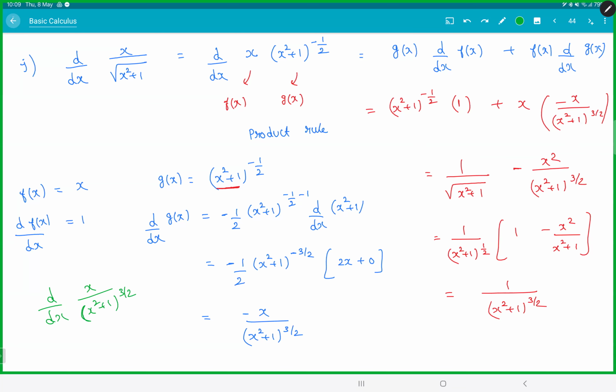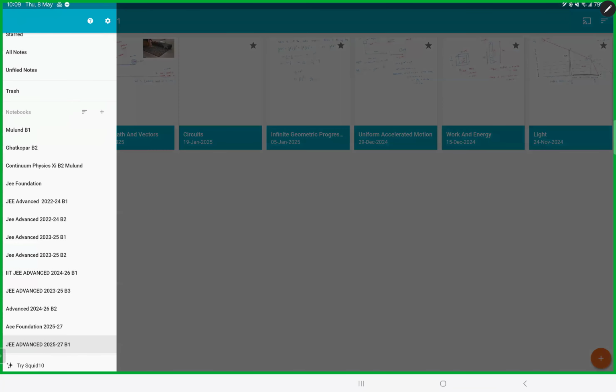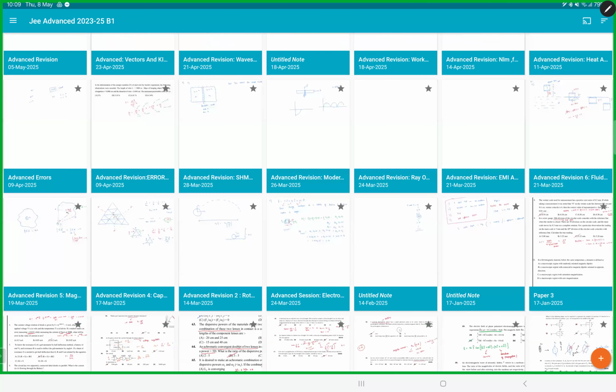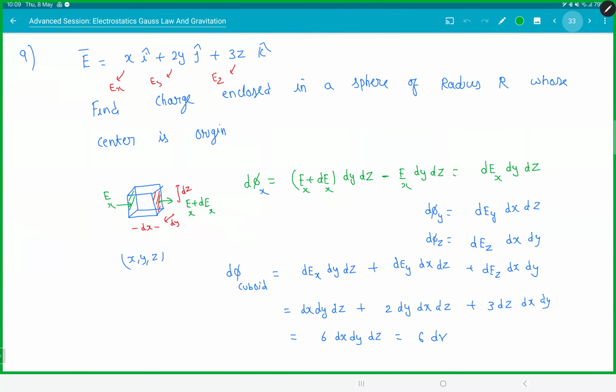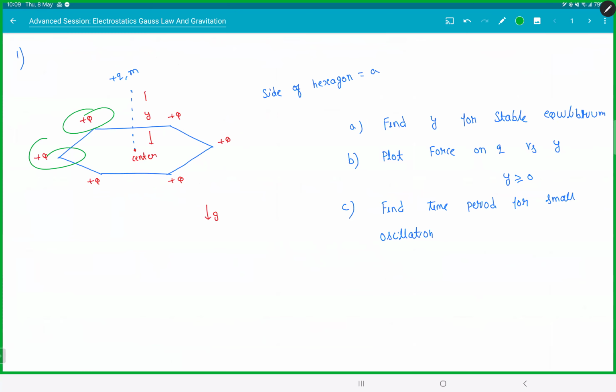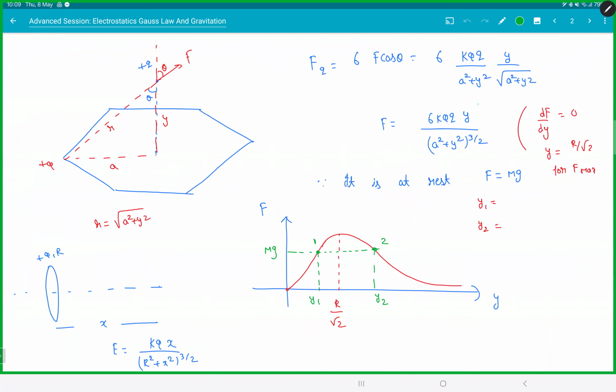So where do you see these kinds of questions? There was a question like this. We have 6 charges on a hexagon, and there is a minus charge at a distance from the center of the hexagon. These 6 charges will attract this minus charge, and because of that force, it is going to come down. When you calculate the whole thing, you get a function like this. Look at this function, y by a square plus y to the power 3 by 2.